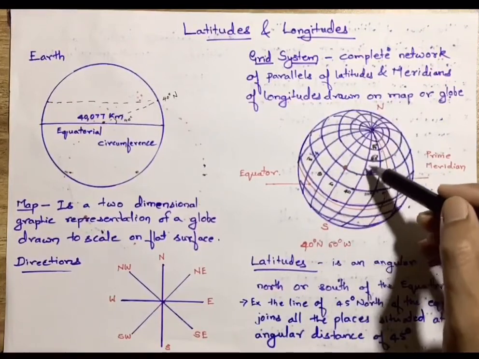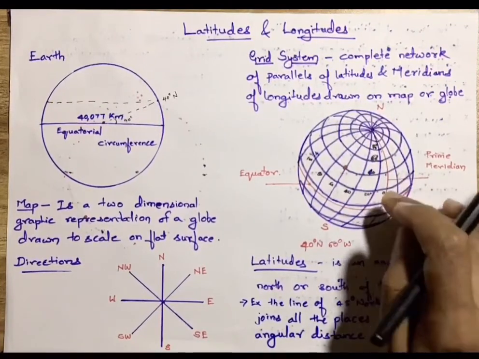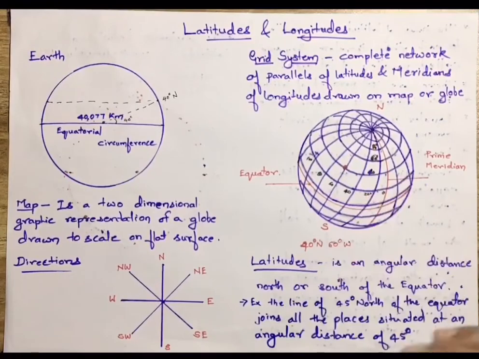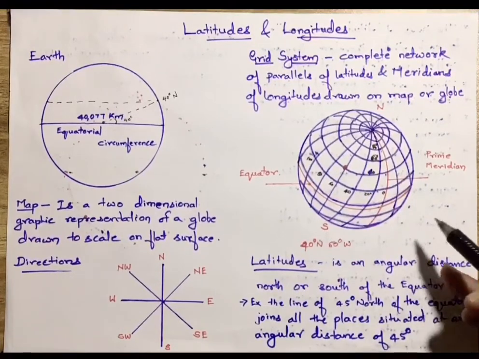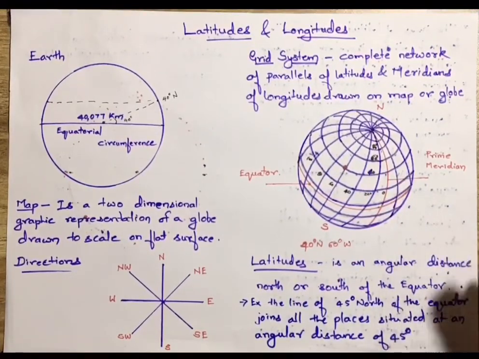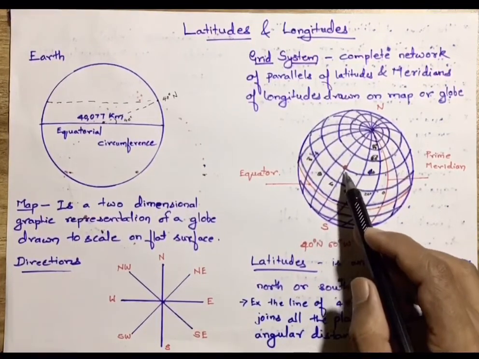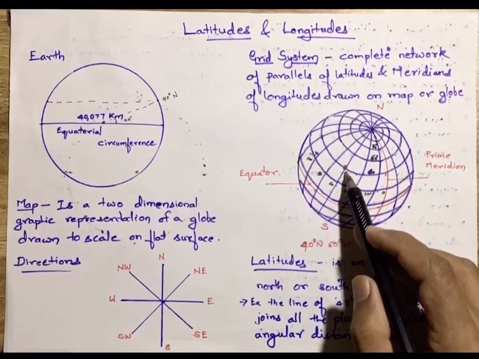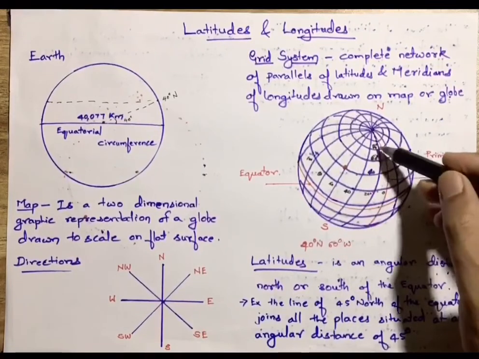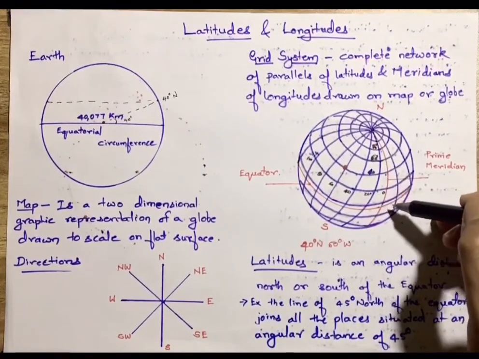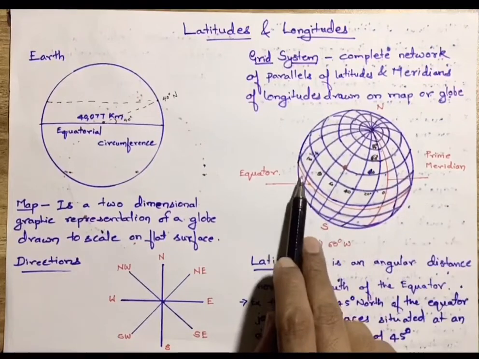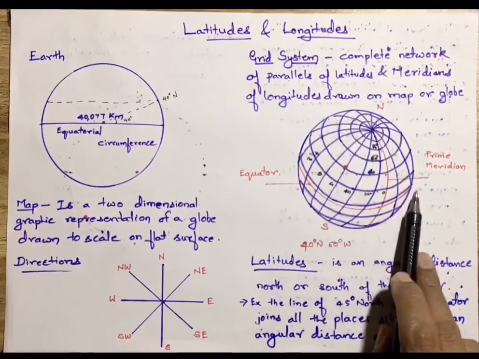These vertical lines and these horizontal lines together form a complete network. You can see over here these boxes. I'm talking about these boxes, and this is a grid system which helps us to find out the exact location of a particular place. For example, over here you can see a red dot which I have put on this globe, right? This is the prime meridian, which is 0 degree. Then we have the equator, which is 0 degree, right?